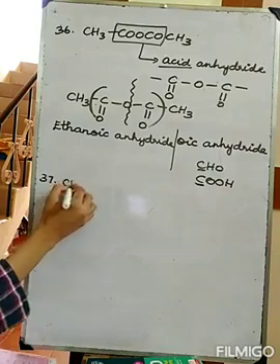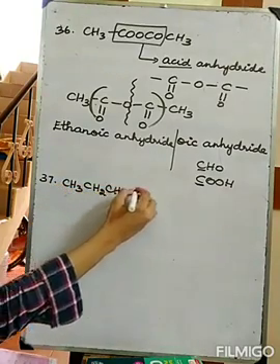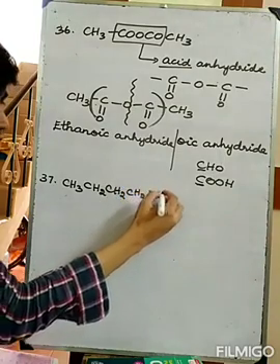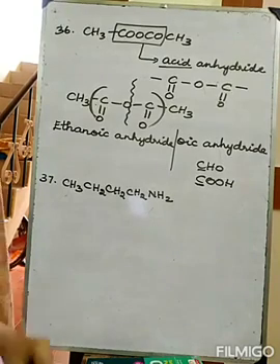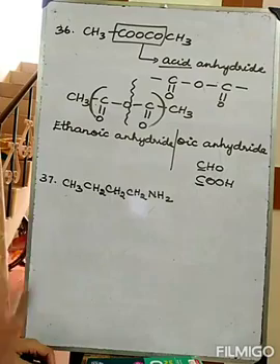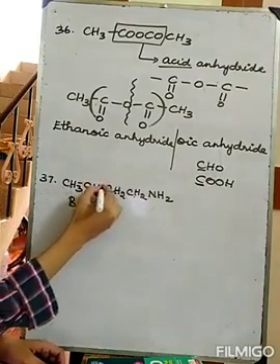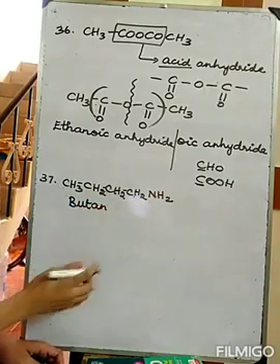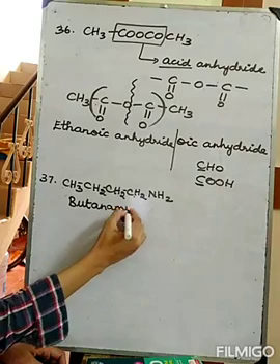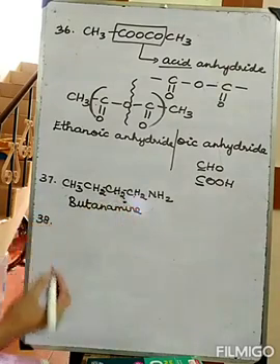What will be the name of this compound? Tell me. CH3, CH2, CH2, CH2, NH2. Bute. 1, 2, 3, 4. Bute. Single bond, so ane. NH2 means amine group. So it is butanamine. Okay. Next.